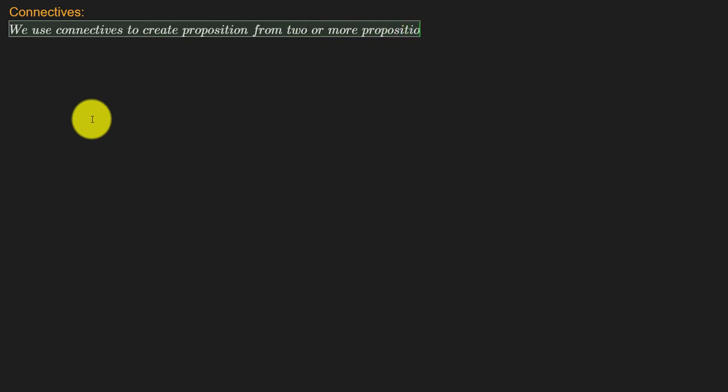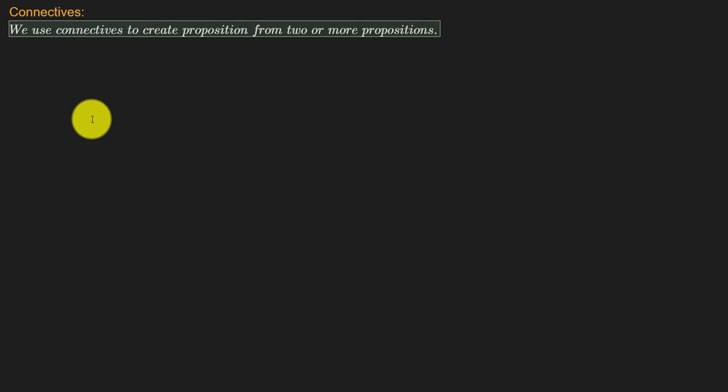So if I just write it down, we use connectives to create a proposition from two or more propositions. For negation, only a single proposition was there. Now we are dealing with two or more propositions.